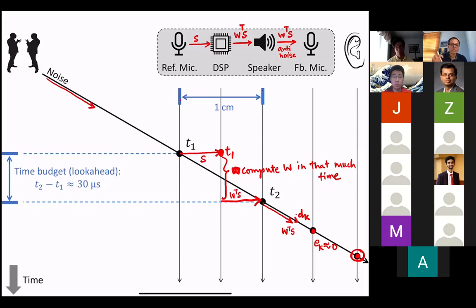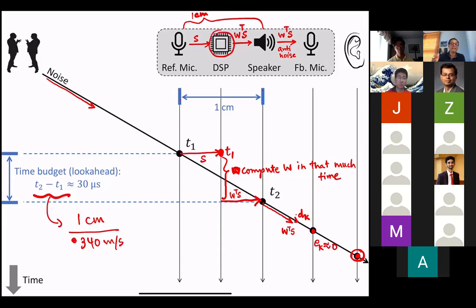So the time budget that the DSP has is T2 minus T1, and T2 minus T1 is basically 1 centimeter divided by 340 meters per second. That's the time budget it has. Very small. Around 30 microseconds. This is why many of these headphones and earbuds have pushed the DSP's job into analog.